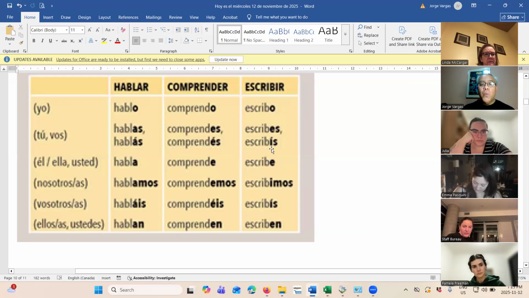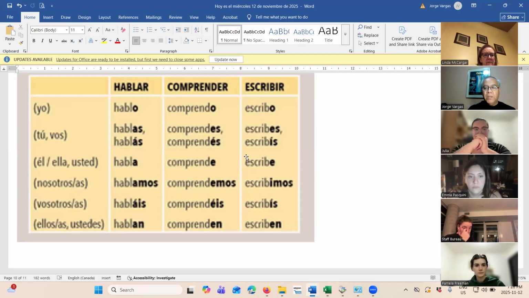We also learned the third group of verbs ending in IR, very similar to the conjugation of ER. The only difference was with vos, right? For ER, comprendés. For IR, escribís. And also for nosotros, ER, comprendemos. IR, escribimos. And for vosotros, vosotras, ER, comprendéis. IR, escribís. Okay, so with that information, you should be able to have a very, very solid communication with the native speaker of the language. Now, going back and forth with telling actions that people perform.